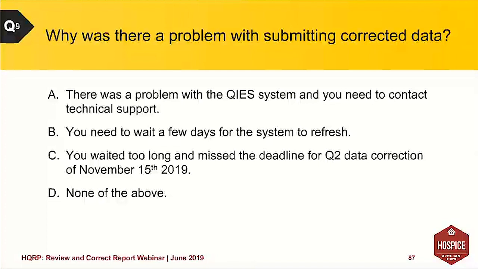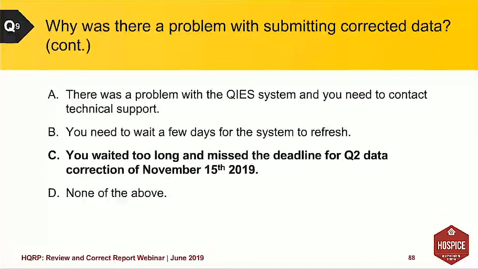It looks like about 75% of you have answered C. You waited too long and you missed the deadline for the Q2 data correction of November 15th.